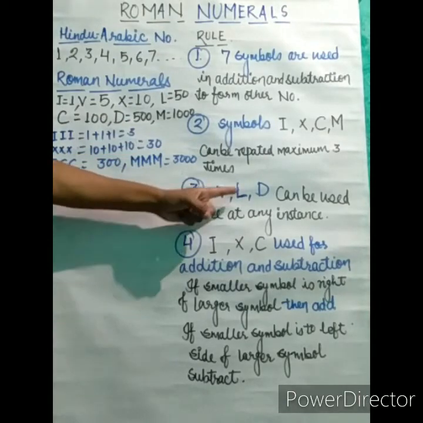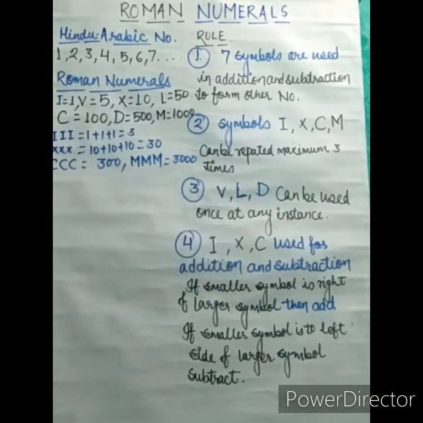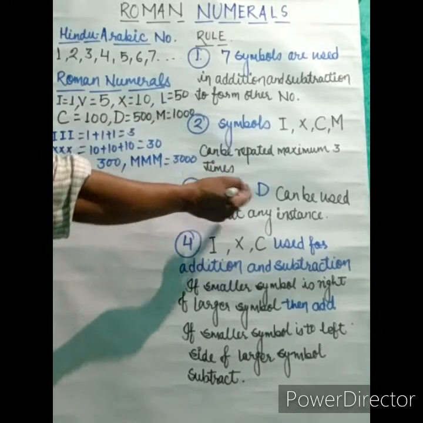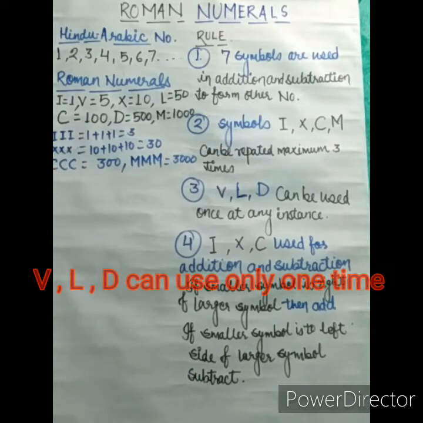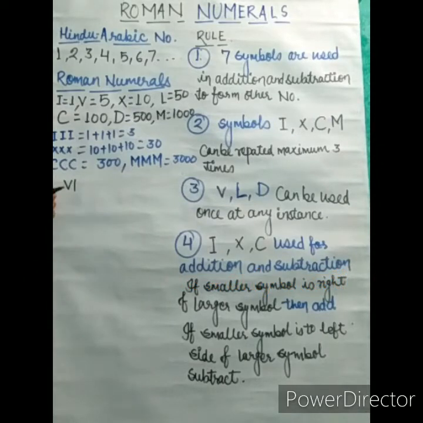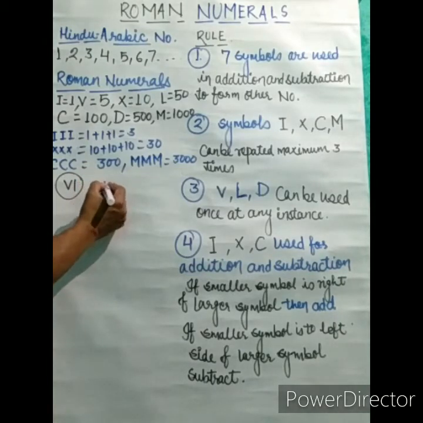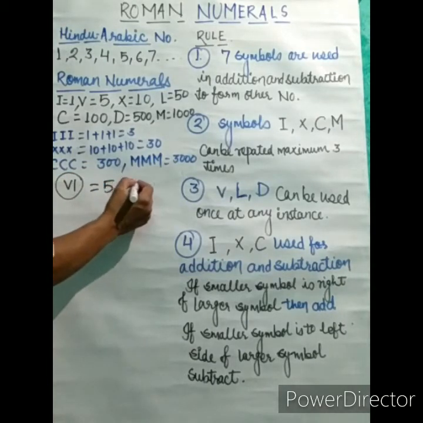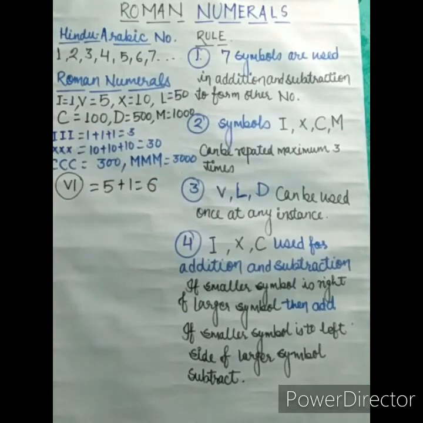Third rule is that V, L and D can only be used one time in any one instance. If you are going to write a number, we can use V, L and D only one time. We cannot repeat these. Examples you can see: this is V and I. There is one rule that we will study later, but you can see V, I. V is 5 and I means 1, add them and we get 6.